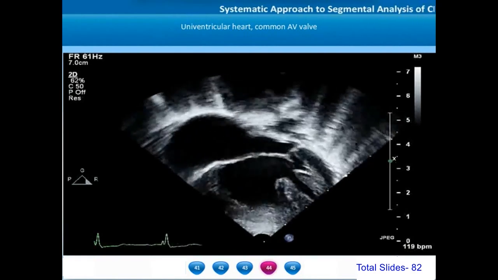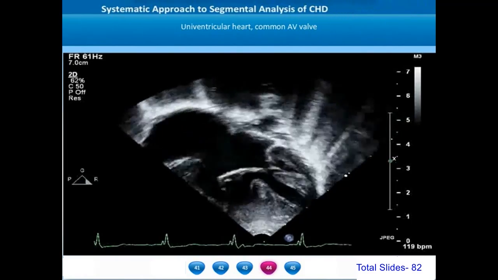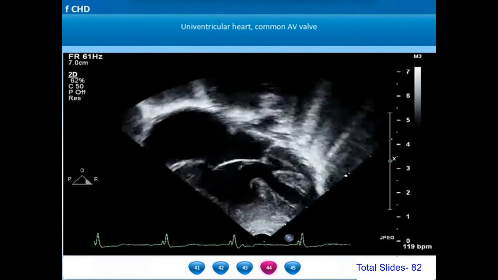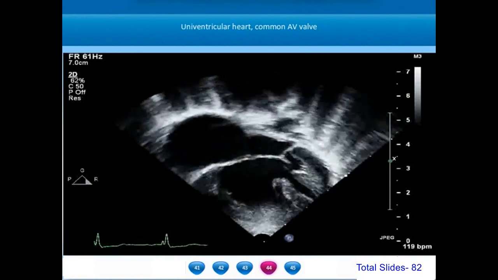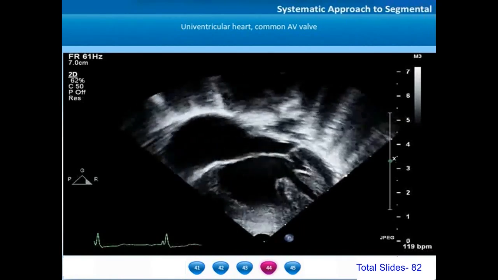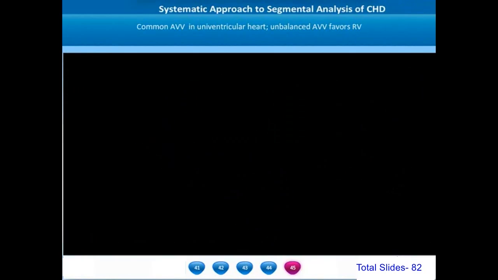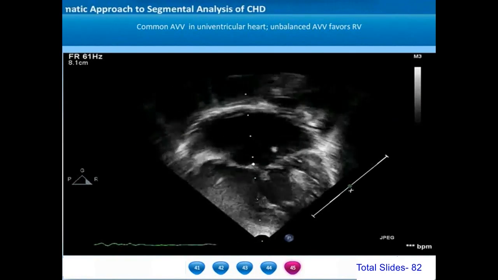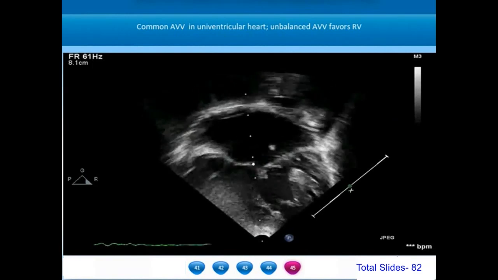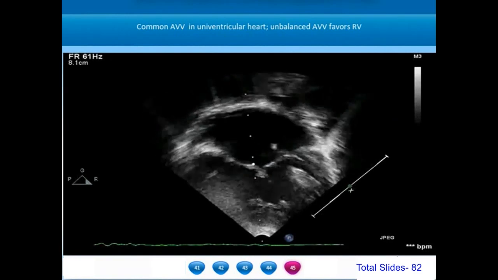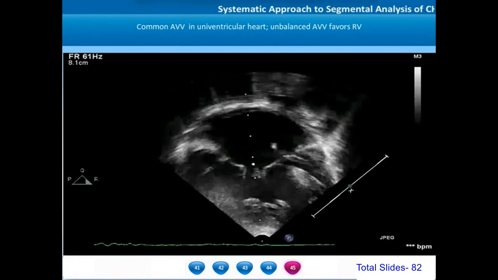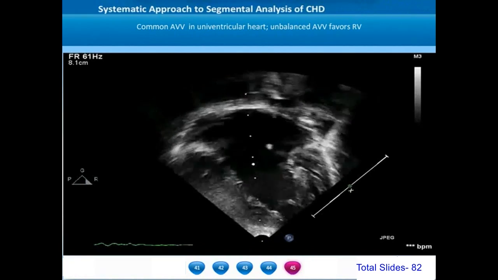In univentricular AV connections, the other abnormality that can be seen is a common atrioventricular connection. Here we can appreciate a large common atrioventricular valve with a free-floating bridging leaflet. The common atrioventricular valve can be favoring the right ventricle, as in this example. We can notice a small rudimentary left ventricle. This will be an unbalanced AV canal with a common AV valve favoring the right ventricle.